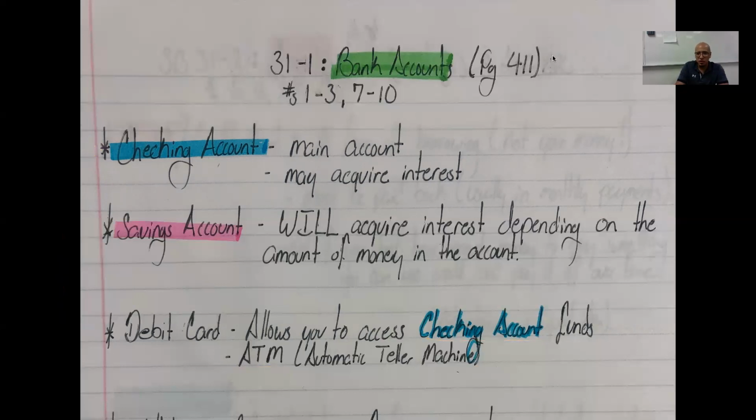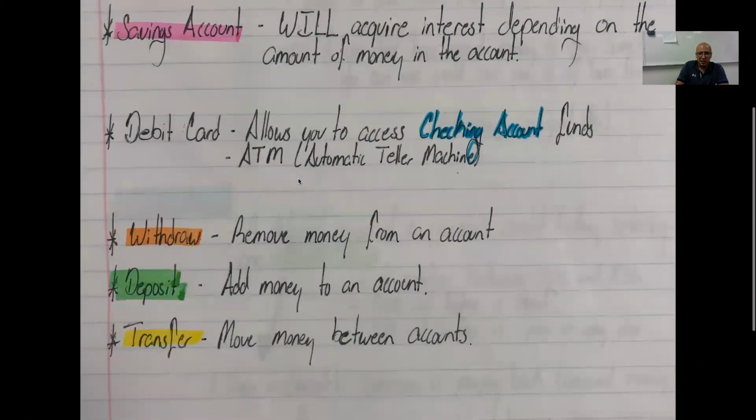Let's talk about a few more terms now, though. Let's talk about these three terms. These three go together, and they are withdraw, deposit, and transfer. This is pretty much what this means. Withdraw, ladies and gentlemen, means to remove money from an account. You go to the bank, you withdraw money.